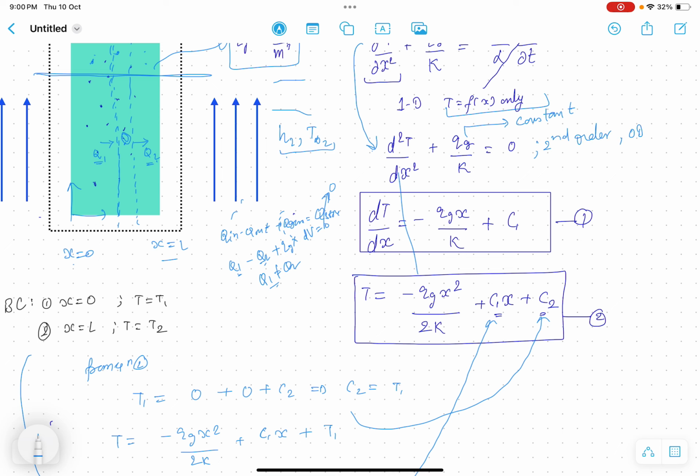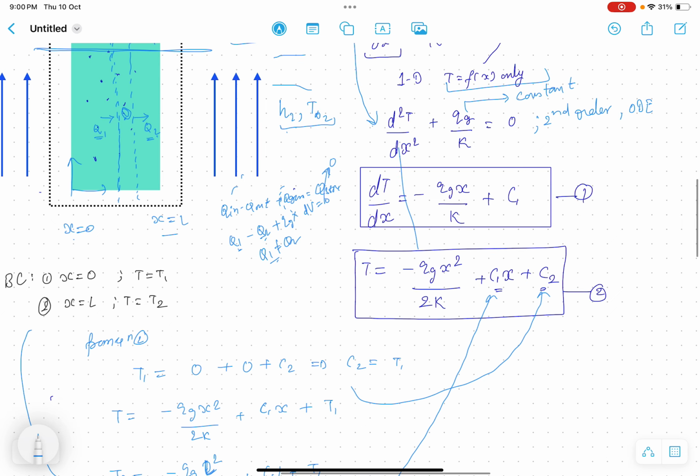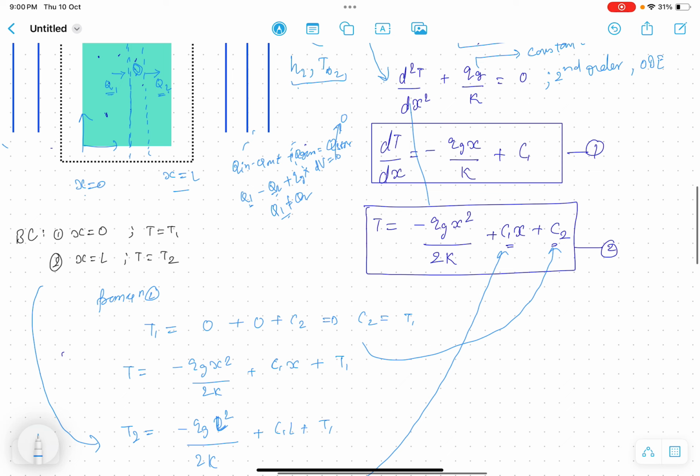ordinary differential equation. For a second order ordinary differential equation, we need two boundary conditions to solve this, right? If we integrate it the first time, we will get dT by dx as minus qg x by k plus c1, right? And if we integrate it one more time, we get the temperature distribution inside this body. We can see the temperature is proportional to minus x square. So it will be a parabola like this, a parabola facing downward, right?